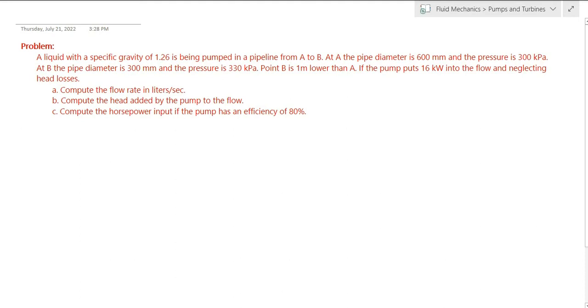At A, the pipe diameter is 600 millimeters and pressure is 300 kilopascal. At B, the pipe diameter is 300 and the pressure is 330 kilopascal. So it is not a constant diameter pipe. The diameter is varying from A to B, and also point B is 1 meter lower than A. Point B is 1 meter lower than A, means the height of B is lower than A.